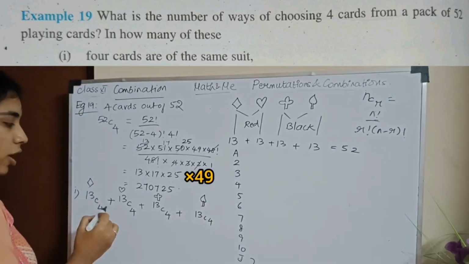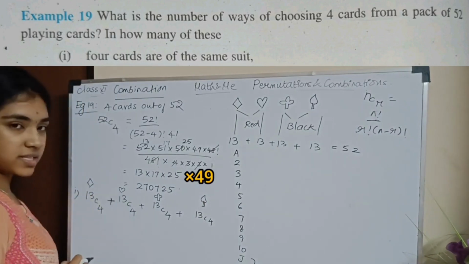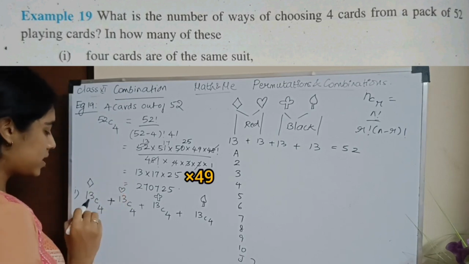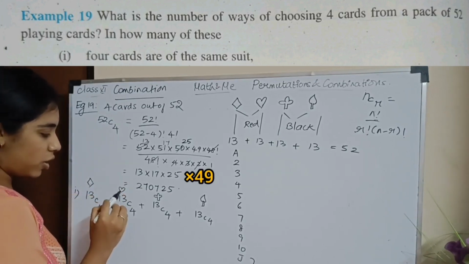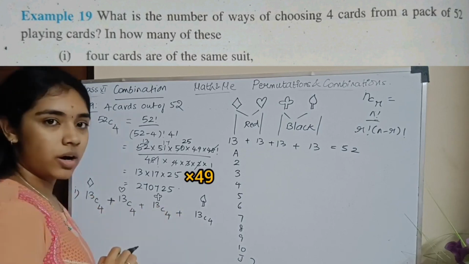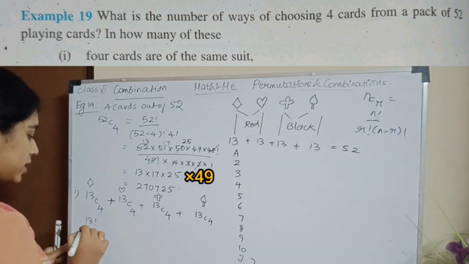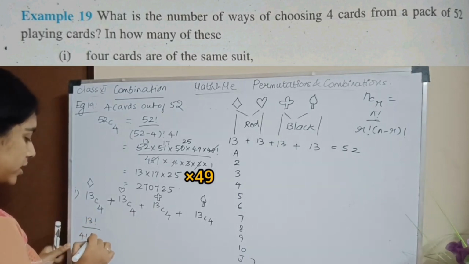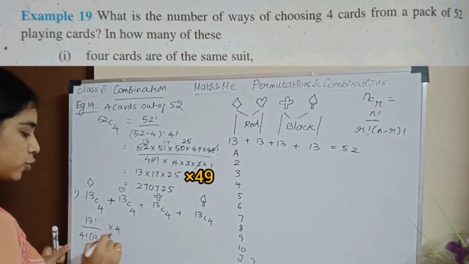Correct? So I can choose them from diamonds or hearts. Or means plus and and means multiplication. Okay, so I can choose either the 4 cards can be taken from diamond or from hearts or from clubs or from spade. Okay, so the value will be 13 factorial divided by 4 factorial times 13 minus 4 the whole factorial. I'm going to add this 4 times, so it will be into 4.